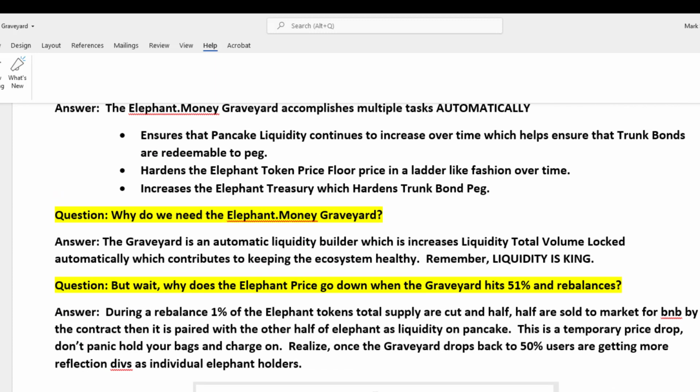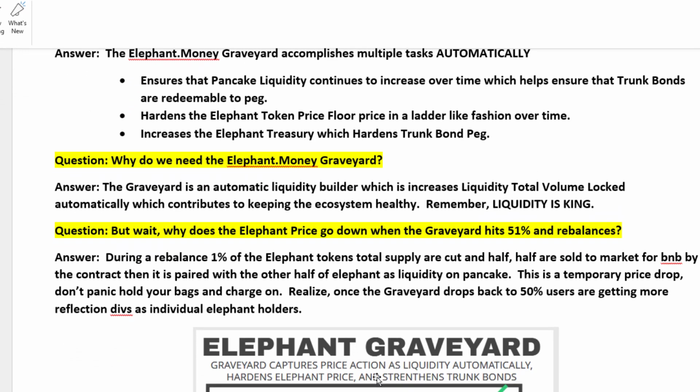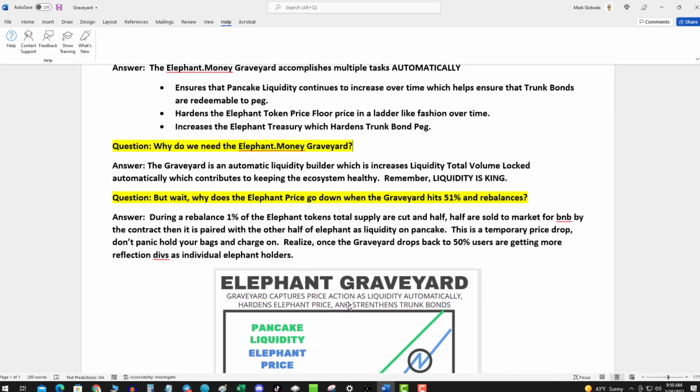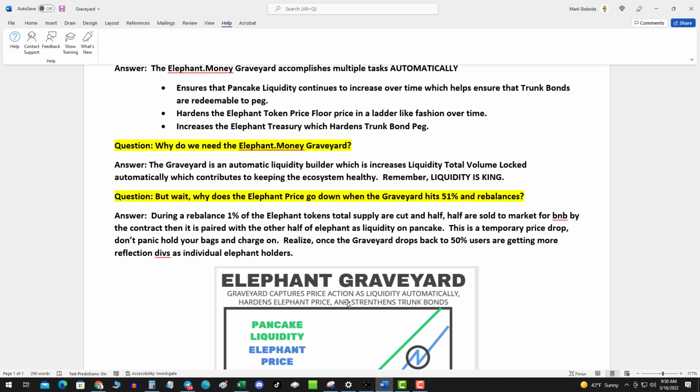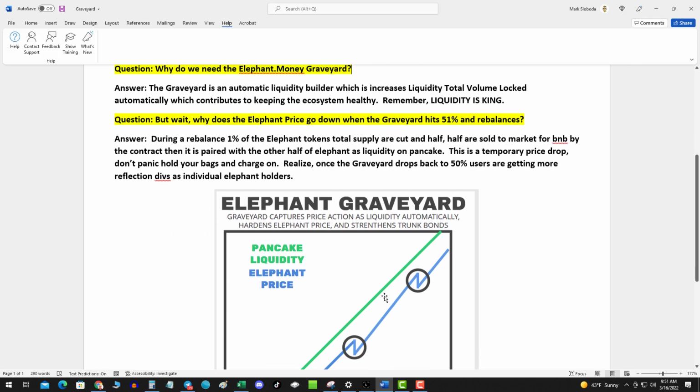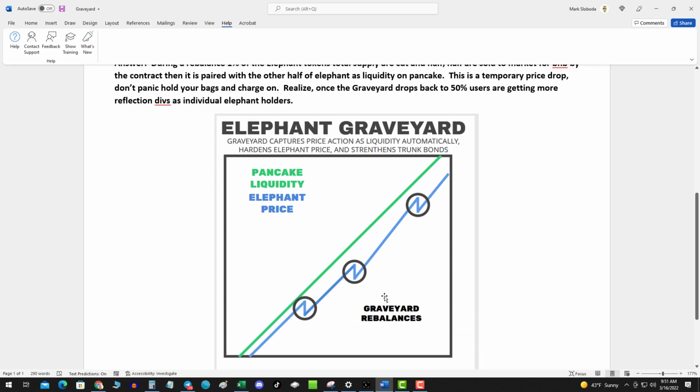But wait, why does the Elephant price go down when the graveyard hits 51% and rebalances? Answer: during a rebalance, 1% of the Elephant token's total supply is cut in half. So it takes that 1% and cuts it in half. Half is sold to market for BNB, and then the other half is paired with it and put into liquidity on Pancake. This is a temporary price drop. Don't panic. Hold your bags and charge on. Realize that once the graveyard drops back to 50%, users are getting more reflection dividends as individual Elephant holders.